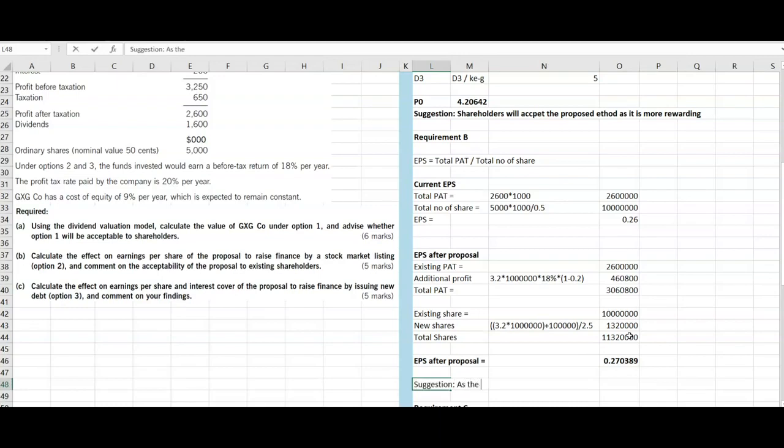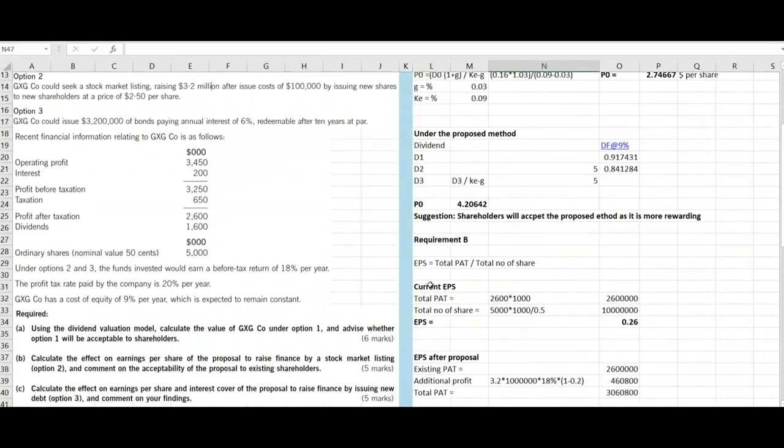So that means the suggestion will be, as the proposal increases the EPS, the shareholders will accept the proposal. Okay, so that's about the choice here. So they will accept the proposal because when compared to the existing EPS, the EPS after the proposal seems to be a higher number, so they will accept it. So that's about requirement B.